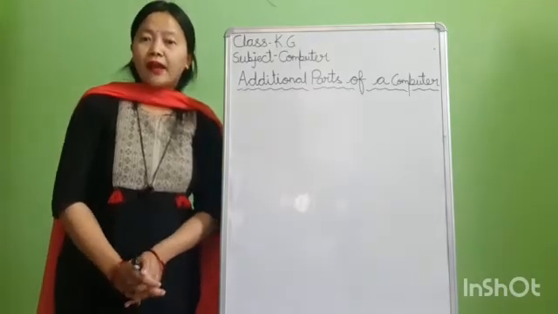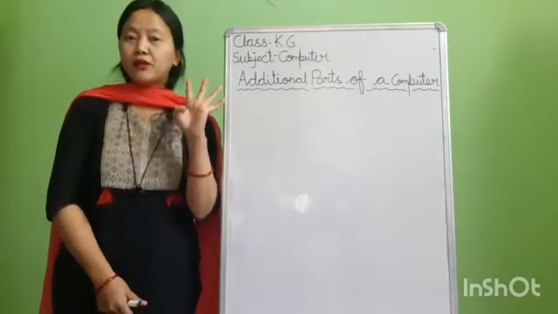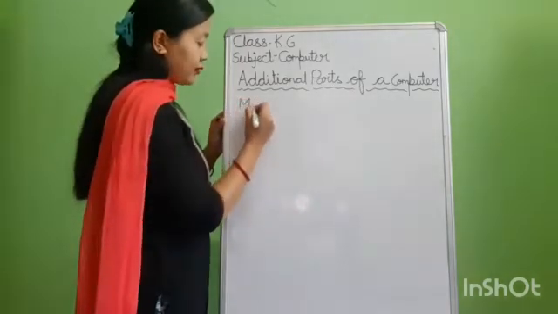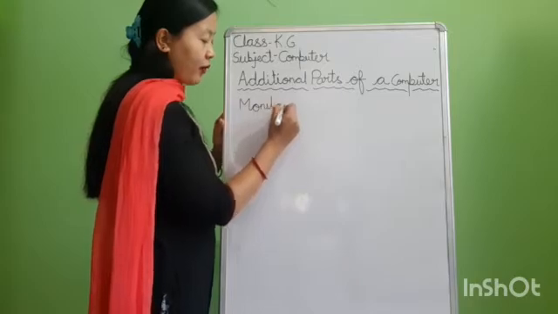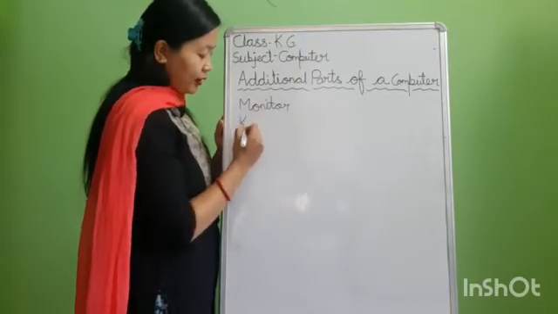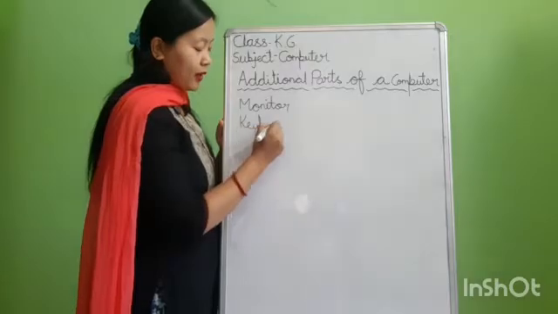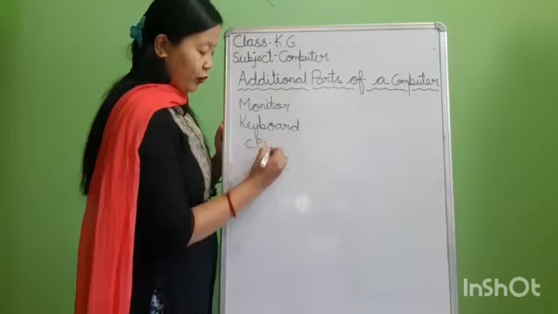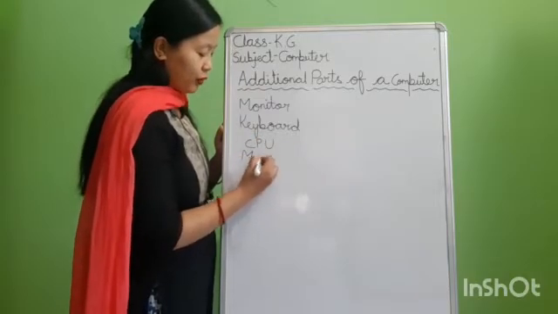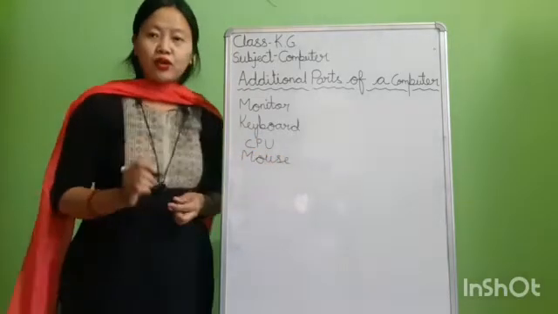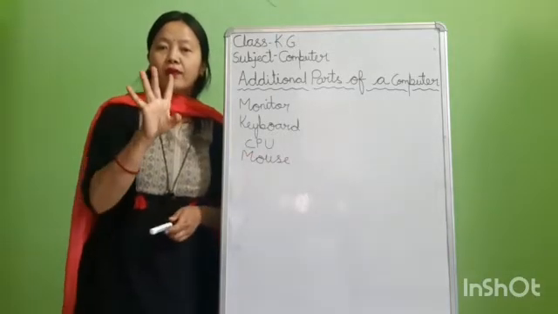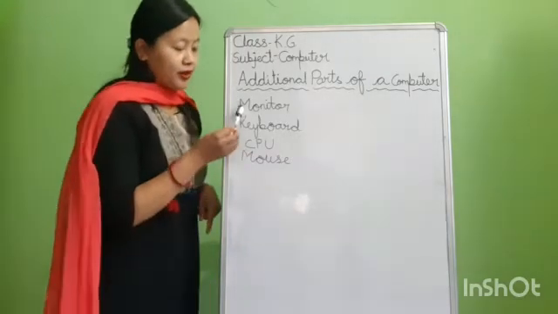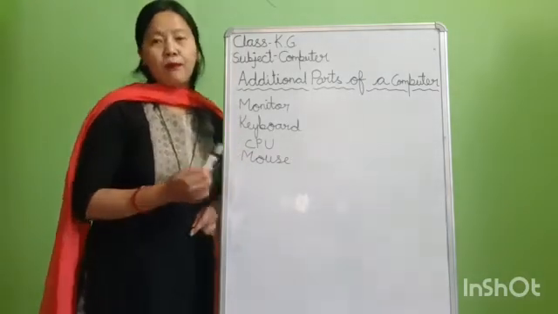Now see children, there are four main parts of a computer: monitor, keyboard, CPU, and mouse. So children, there are four main parts of a computer: monitor, keyboard, CPU, and mouse.